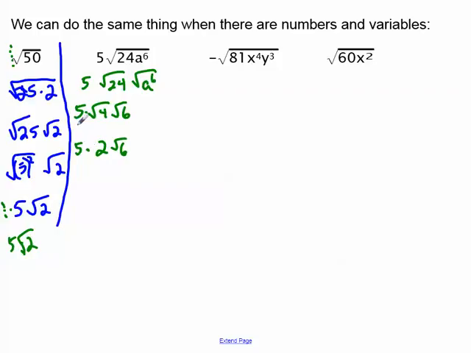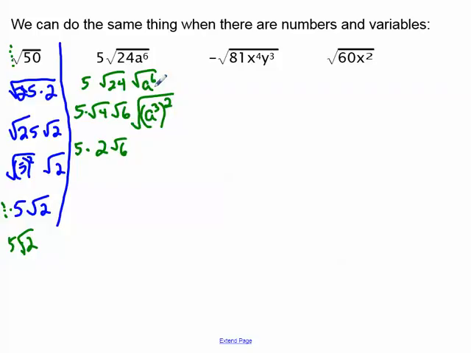Keep in mind that's 5 times all this stuff. So it's 5 times 2 times square root of 6, and we'll combine everything in just a second. I'm going to take a look at square root of a to the 6th. I'm going to rewrite a to the 6th as a cubed squared, because I want to have a base squared.